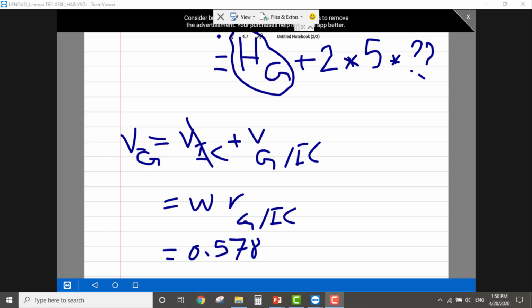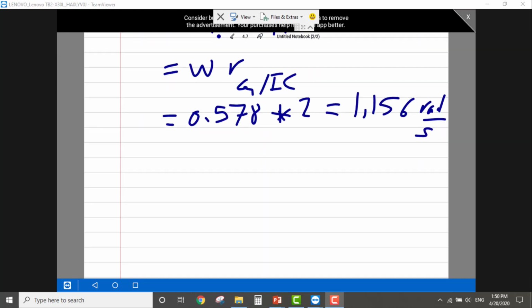Okay. Multiplied by the distance between IC and G, which is 2. Then, using calculator again, 0.578 multiplied by 2, this is 1.156 rad per second.